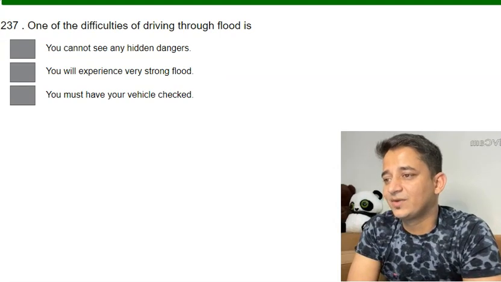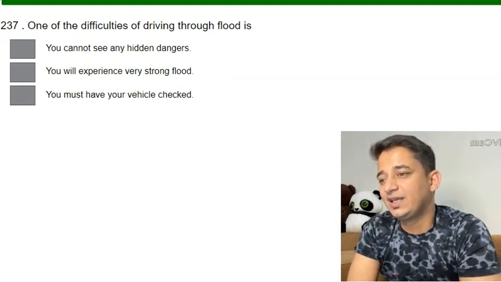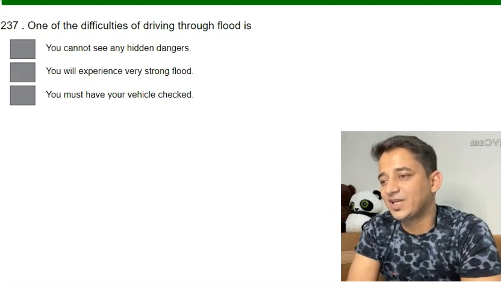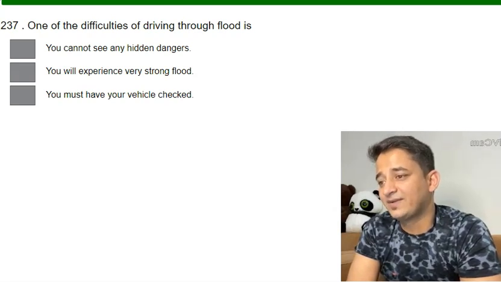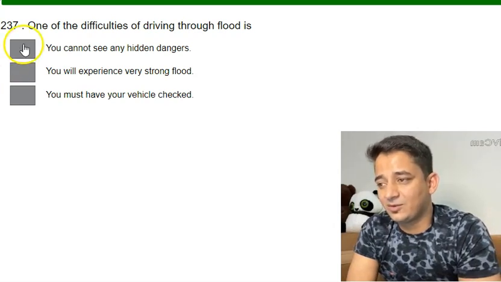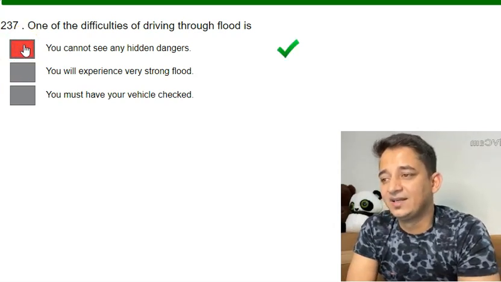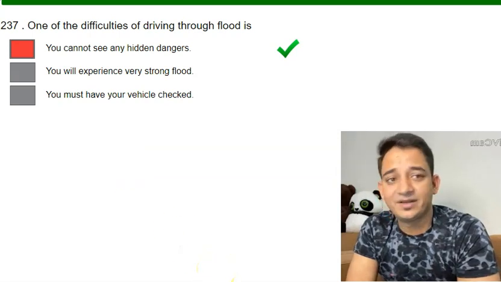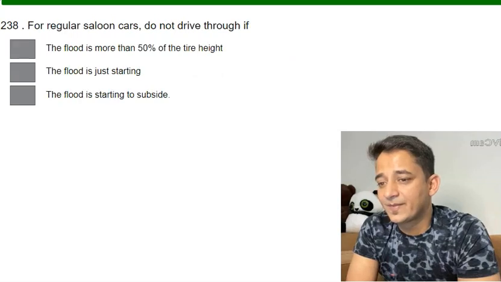The next question: one of the difficulties of driving through a flood is that you cannot see any hidden danger, you will experience very strong flow, or you must have your vehicle checked. The obvious one, option 1, is the right option, because in a flood you cannot see any hidden danger if the water is on the road.